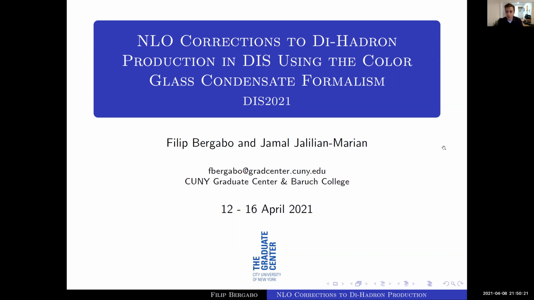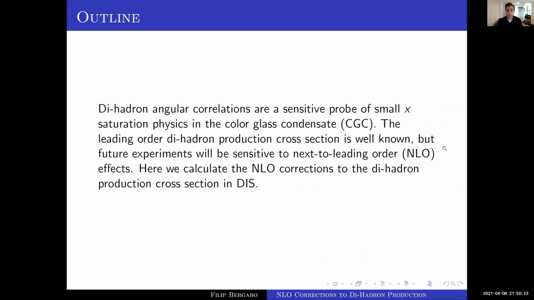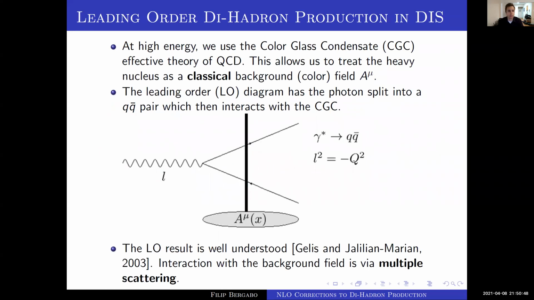So very quickly, let's go over a quick outline. Di-Hadron angular correlations are a good probe of small x physics and the color glass condensate. The leading order result for Di-Hadron production is well known, but soon we will have experiments that are sensitive to next leading order effects. So with that in mind, we are calculating the next leading order corrections to Di-Hadron production in DIS.